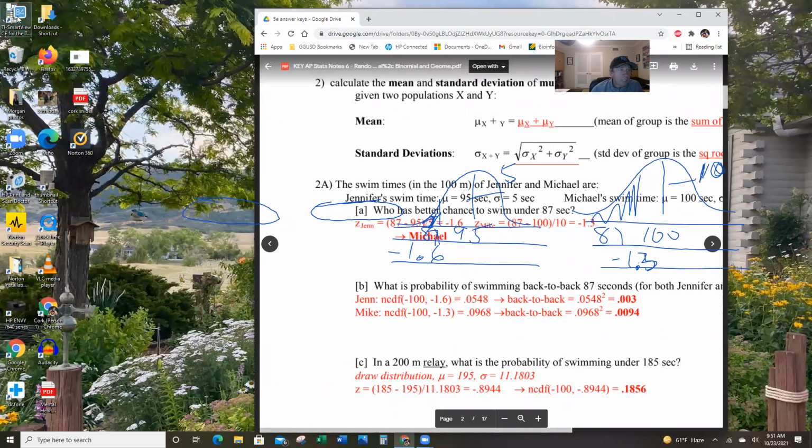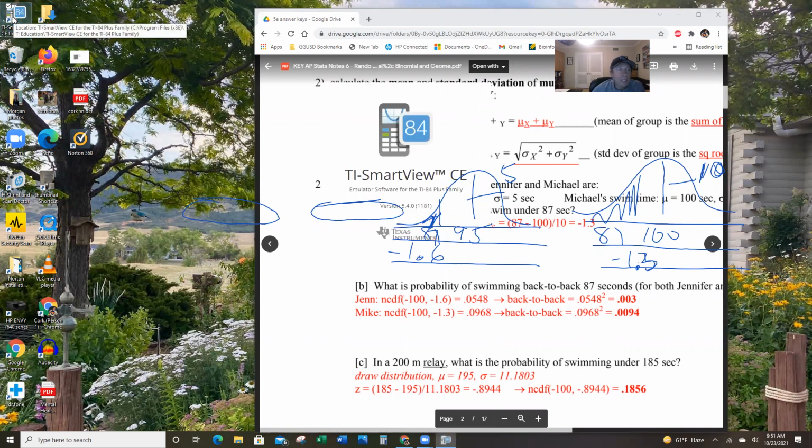Now, if you wanted to finish this problem out, we can very, very easily. Let me bring up the calculator. One is negative 1.3 and one is negative 1.6. Hopefully this will pop up here in a second.